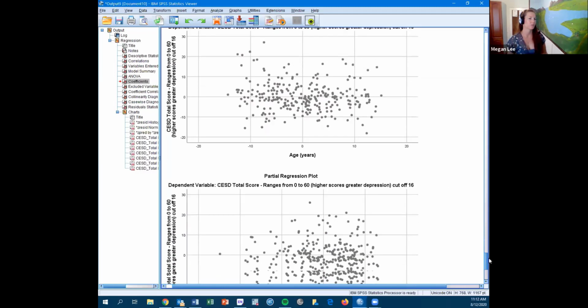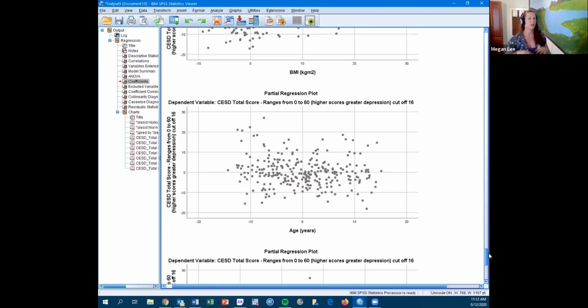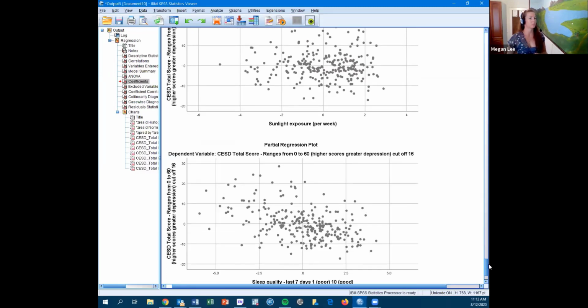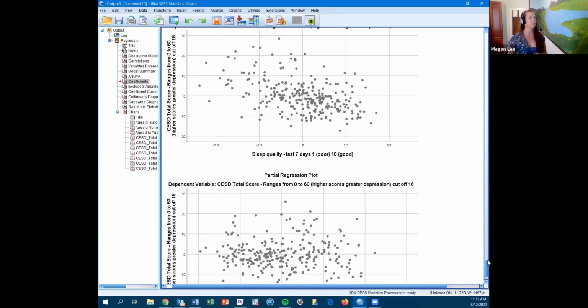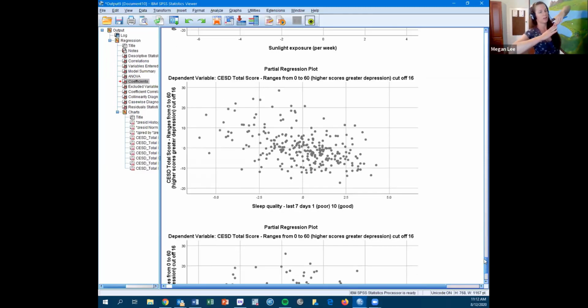That's your partial regression plot. For age, same sort of thing. It's significant, but does it really look like it's got any form of... No, not to me. No. And sunlight exposure, same thing. Sleep quality should have an incline. Yep. So can you see how that's going like this? All the dots are going that way.